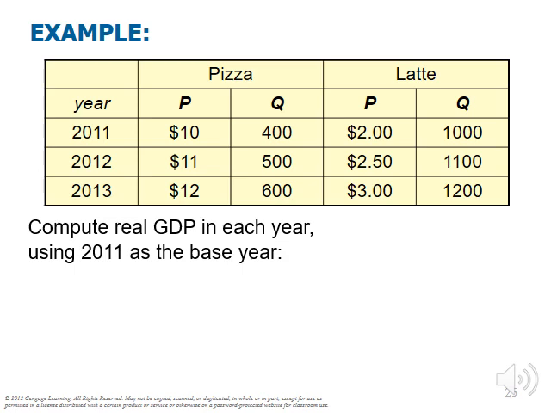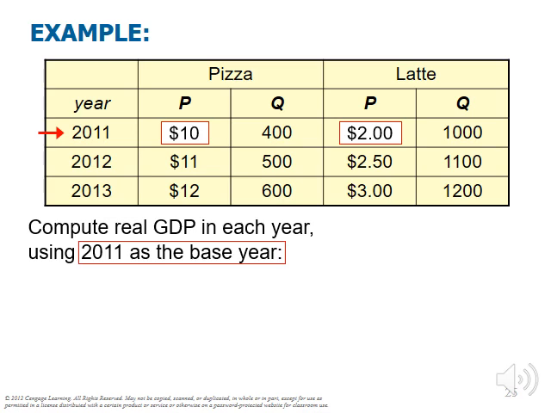Let's calculate real GDP in 2011. The price of pizza in 2011 was $10. The quantity of output was 400 units of pizza. This is the market value of pizza output in 2011. The price of lattes was $2 and the quantity was 1,000. Multiplying these will give us the market value of latte production in 2011. And in 2011, our calculation of real GDP is 6,000.